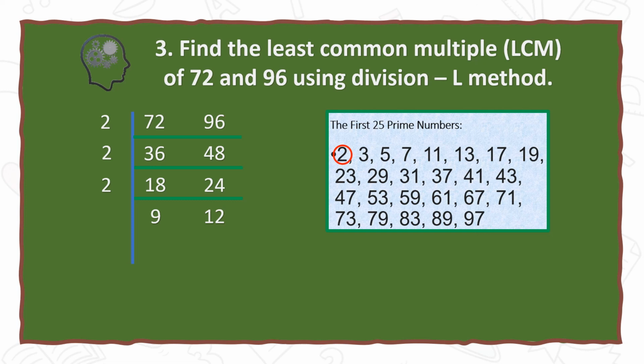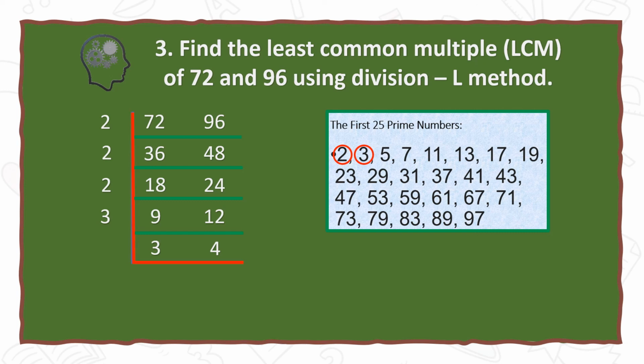So, 9 and 12. Are 9 and 12 divisible by 2? No, not all of them, since 9 is not divisible by 2. But 9 and 12 are divisible by what? 3. So, let's divide 9 and 12 by 3, and the answer is 3 and 4. How about 3 and 4? No, they are not divisible anymore, all of them, by any prime number.